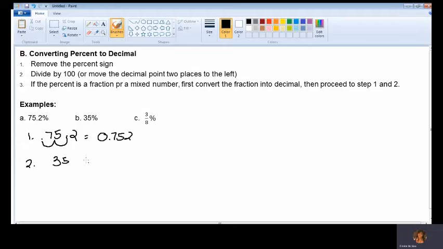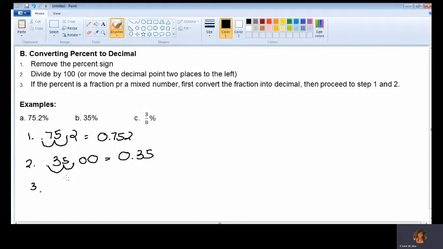Okay, so example number 2, we have 35%. Again, remove the percent sign. So where's the decimal point here? Remember, we have 0, 0 in here. This is your whole number, right? And your decimal places only have 0 value, and then move it two places to your left. That's 1, 2. Okay, so your answer will be 0.35.